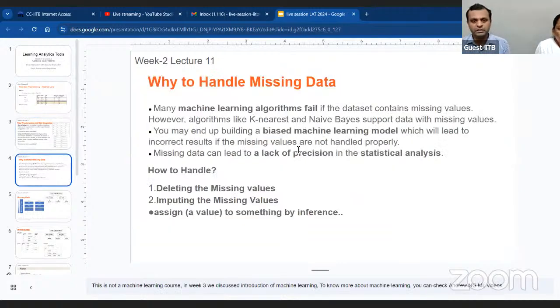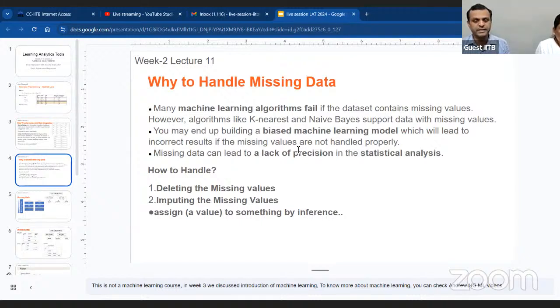And why we need to handle missing data, and why we need standardization or normalization. Many ML algorithms fail. Some algorithms like K-nearest neighbors or naive Bayes support missing data, but some algorithms fail. So you might be building a machine learning model which leads to incorrect results due to missing values. So we need to be careful about what data we're giving, and that the data provided is correct. Missing data can lead to a lack of precision, so you might feel the model is not predicting correctly. It's not due to the model, it might be due to the data we fed into the system.